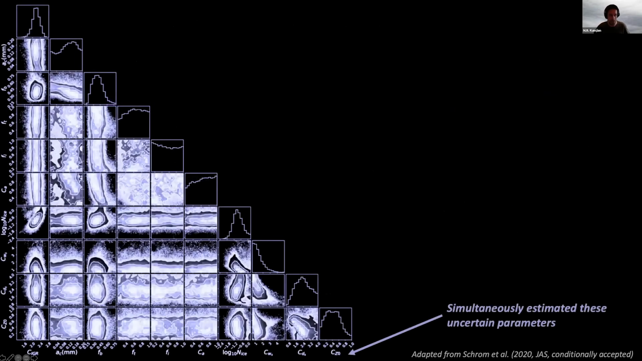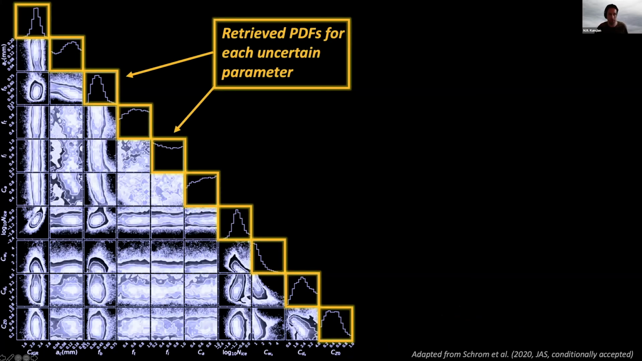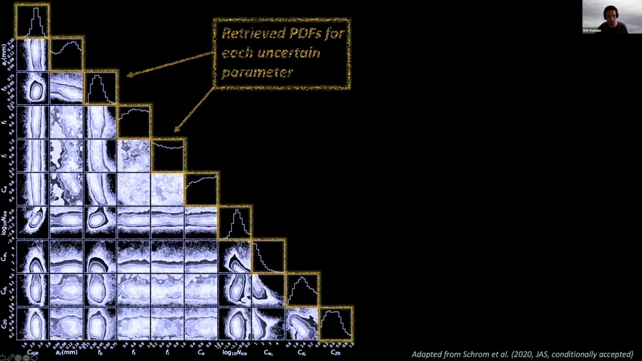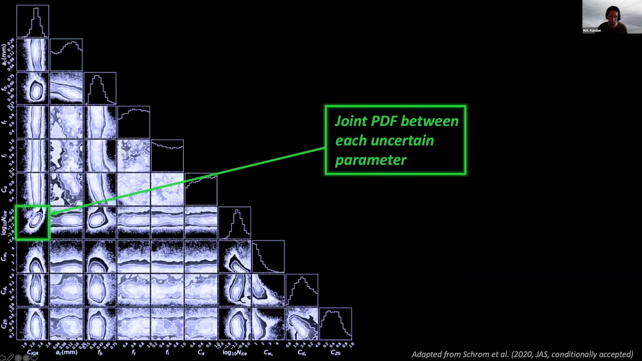In addition, we have these very busy plots that we call corner plots. Basically, they're showing all of these uncertain parameter PDFs and their joint PDFs. The uncertain parameters are listed along the axes, and again, these are associated with the microphysical model, the dynamic model, and the radar forward model. Along the diagonal, these are the marginal PDFs, and then each one of these individual panels shows a joint PDF between each pair of uncertain parameters.